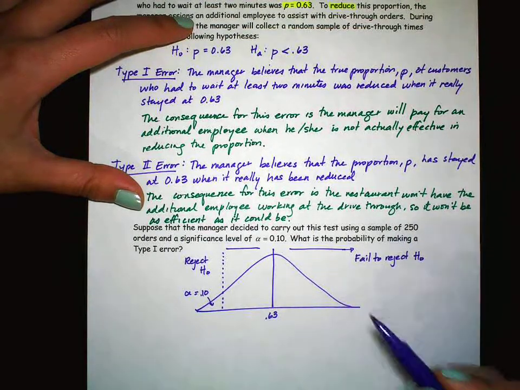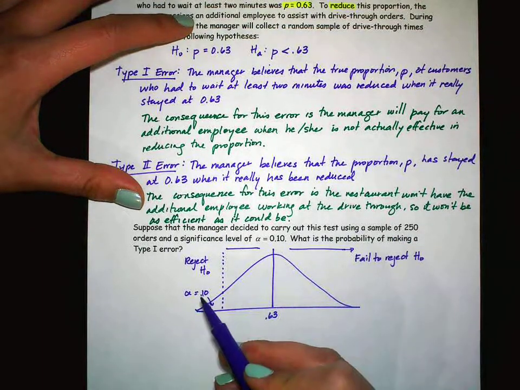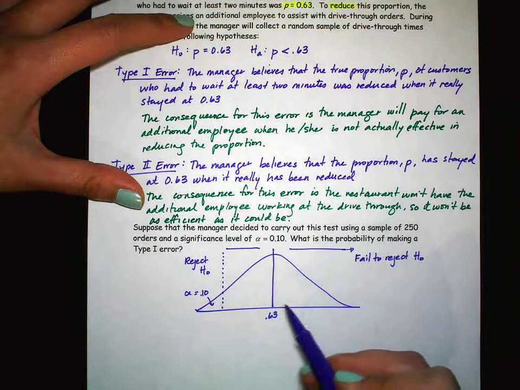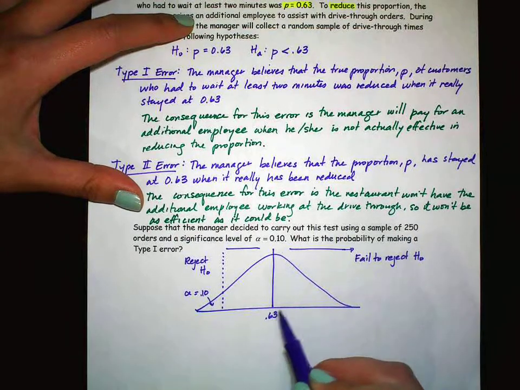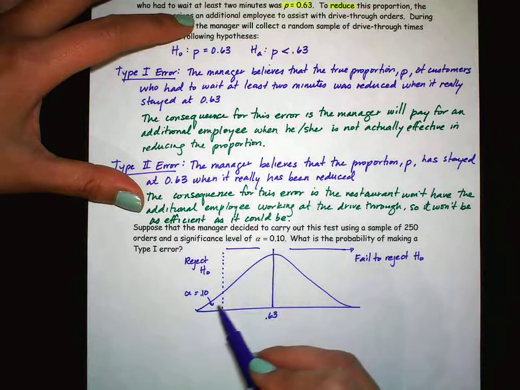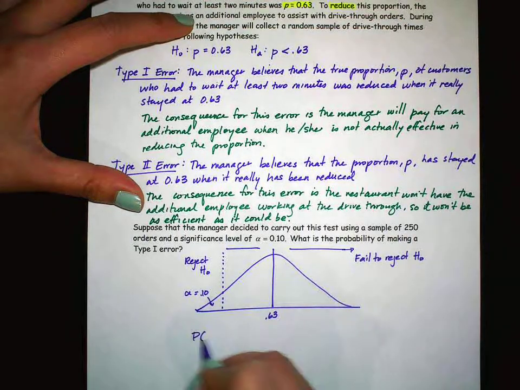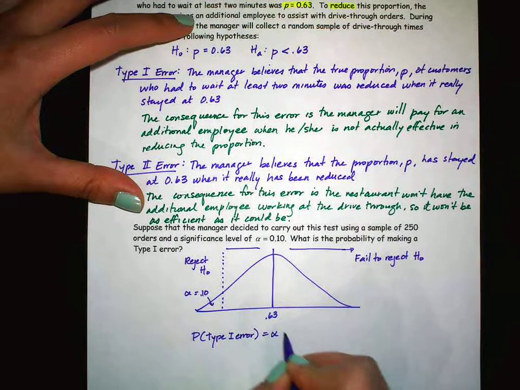So the reason why the probability of a type 1 error is equal to your alpha is because if 0.63 is actually truly the mean proportion, the true proportion, then we would reject only the samples that would be out here on this tail. And then the probability of this tail is that 0.1. So probability of type 1 error is equal to alpha, which is equal to 0.10.